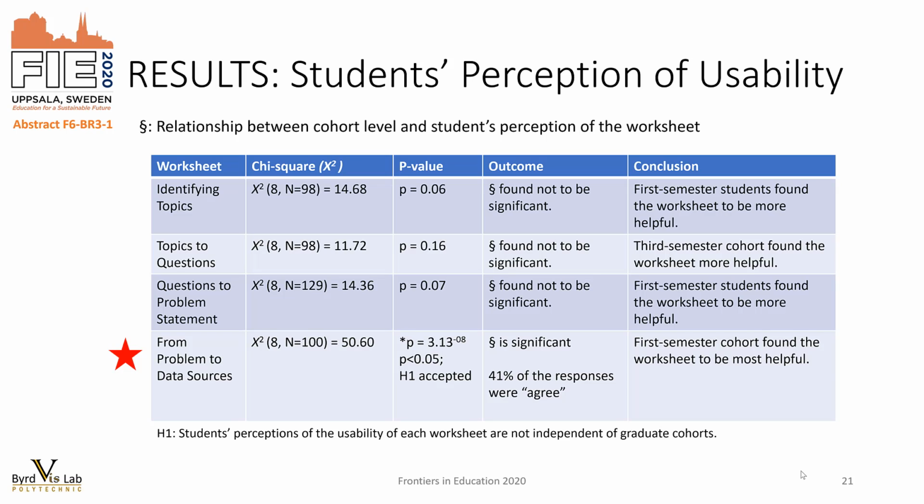We accept the alternate hypothesis. There is a relationship between the cohort level and students' perception of the worksheet from problem to data sources. The first semester cohort found the fourth worksheet, from problems to data sources, to be more helpful.